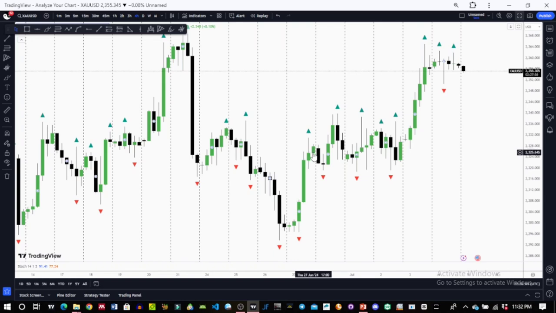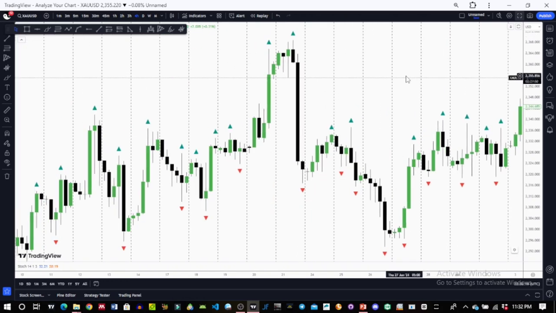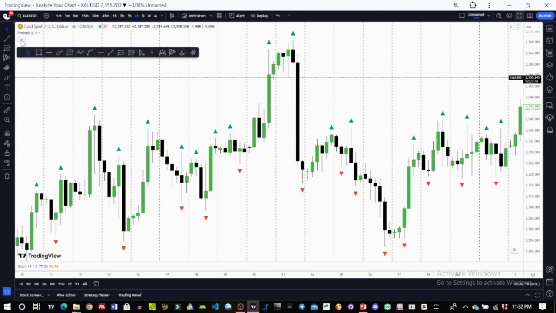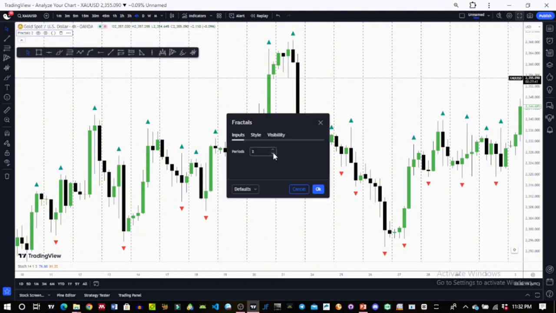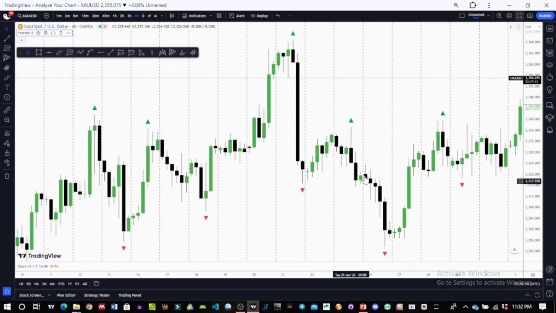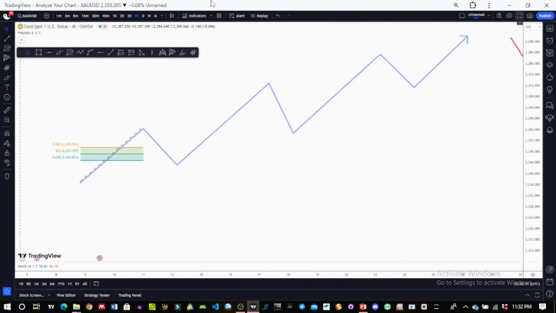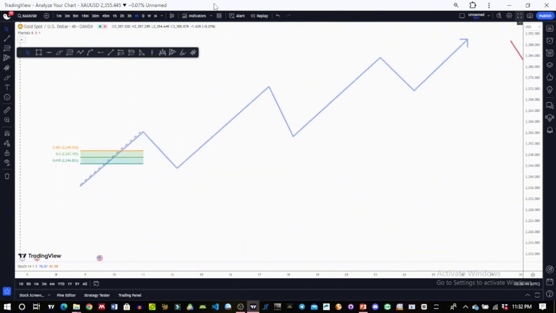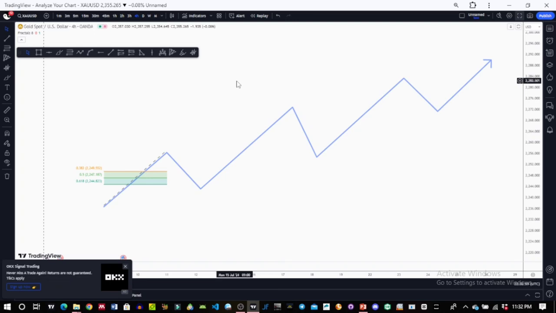Now, what this fractal does is find recent highs and lows in the chart, but you could see it's kind of too sensitive at the moment. What you could do to make this a little bit more accurate is go to the settings and change this period to a higher period, probably an 8, and okay it. Now you see that it's a little bit less noisy, and it gives you better highs and lows. Now this, as we said, is the second step to use the retracement tool.